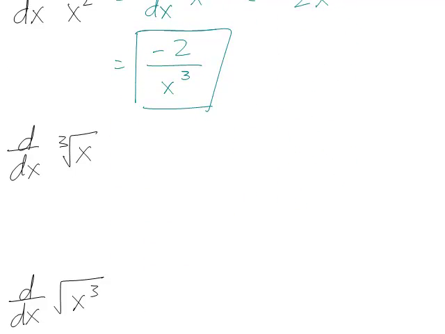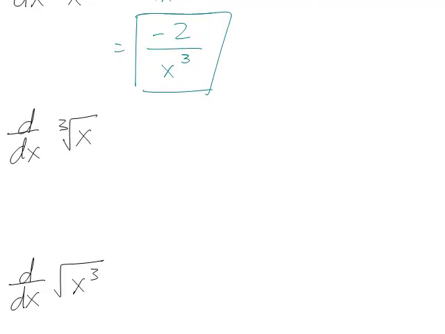Let's do the last two. First of all, cube root. Remember that you can write the cube root as an exponent by doing x to the 1/3. And that would give you 1/3 x to the -2/3.